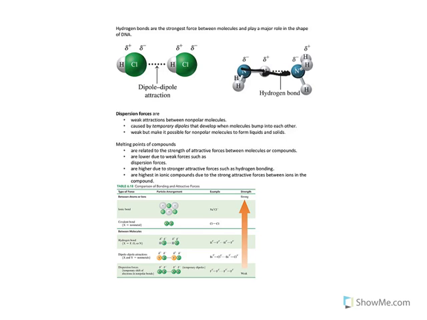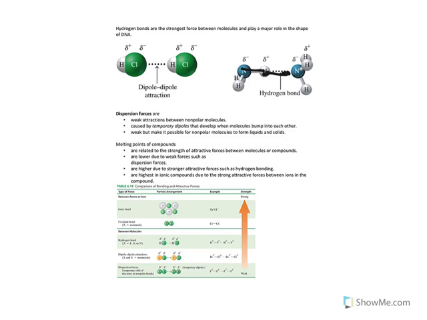The melting point of a compound is directly related to the strength of the attractive forces between molecules and compounds. The stronger the attractive forces, the higher the melting point. So for example, a compound with weak forces such as dispersion forces would have a lower melting point. If you have hydrogen bonding, your melting point would be much higher.